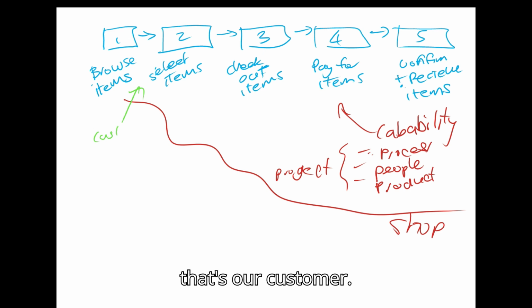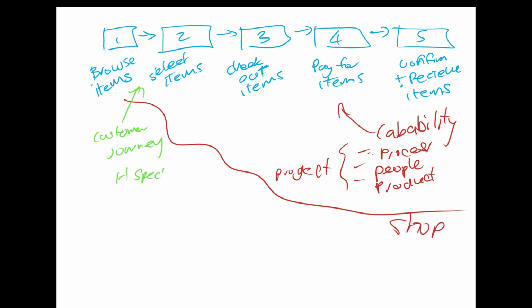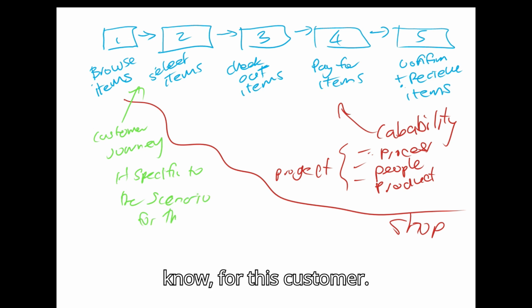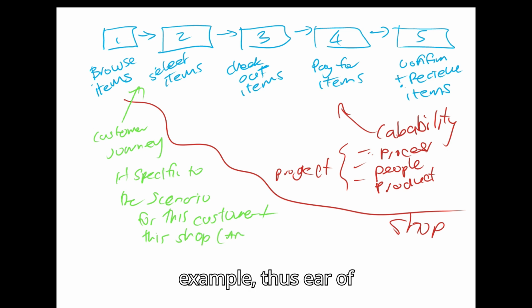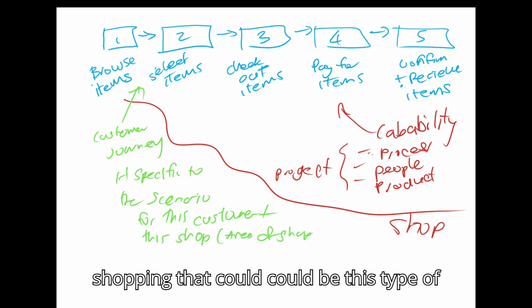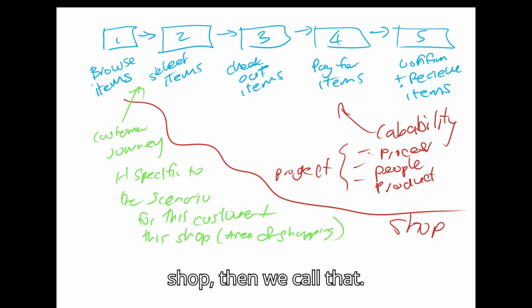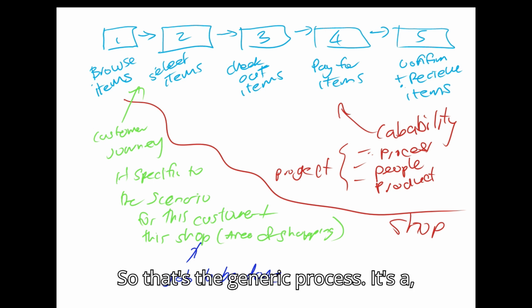Now, from a customer's perspective, they want to do that. That's a customer journey. And if it was specific to the scenario, for this customer, plus this shop, for example, or this area of shopping, it could be this type of shop, then we call that a job to be done. So that's the generic process.